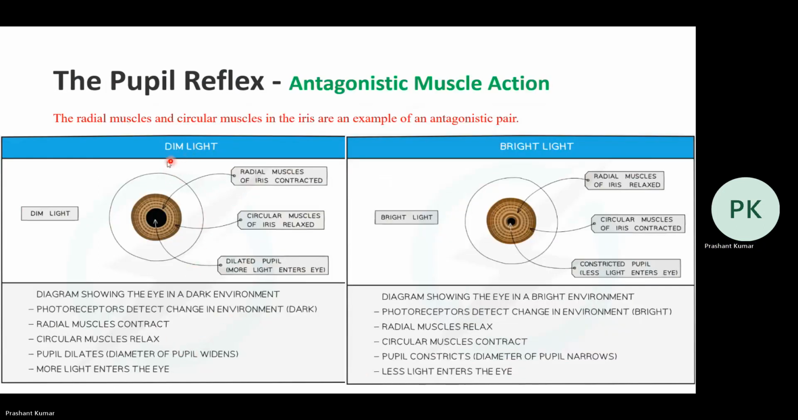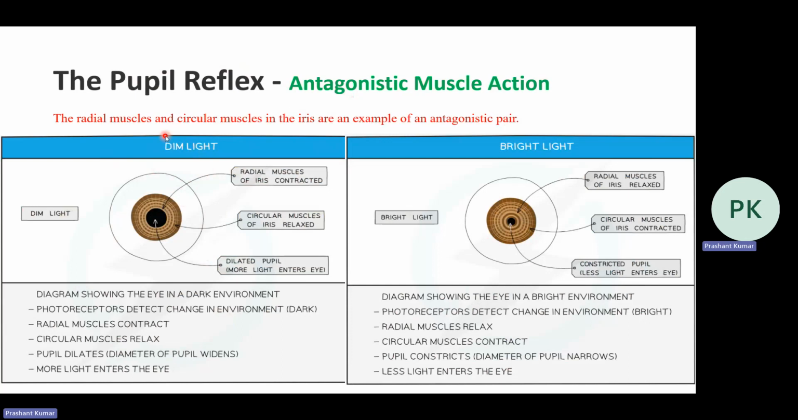Right? So let's talk about the pupil reflex, which is coordinated by antagonistic muscle action. Here we have radial muscles and circular muscles in the iris, which is the best example of an antagonistic pair. So in this diagram, in the dim light, as we discussed in the previous slide, in dim light you need to see something, right?